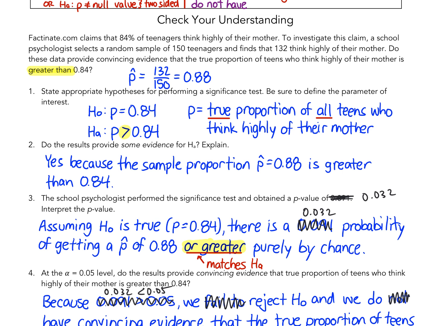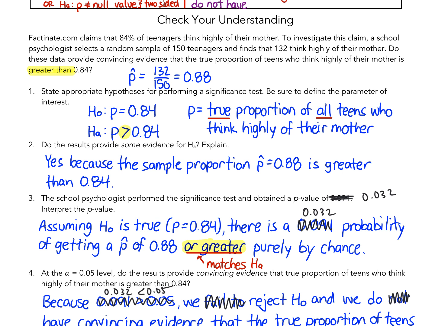And then like I said, when it says define the parameter of interest, that's p. You can see the parts that are underlined that are most important. You either need to say true or population. You have to say proportion. We need to refer to all teens, and this has to be done in present tense, not past. And then the greater than is what brings us the alternative. So is there evidence that p is greater than 0.84? Yes, because we got a sample proportion bigger than that.